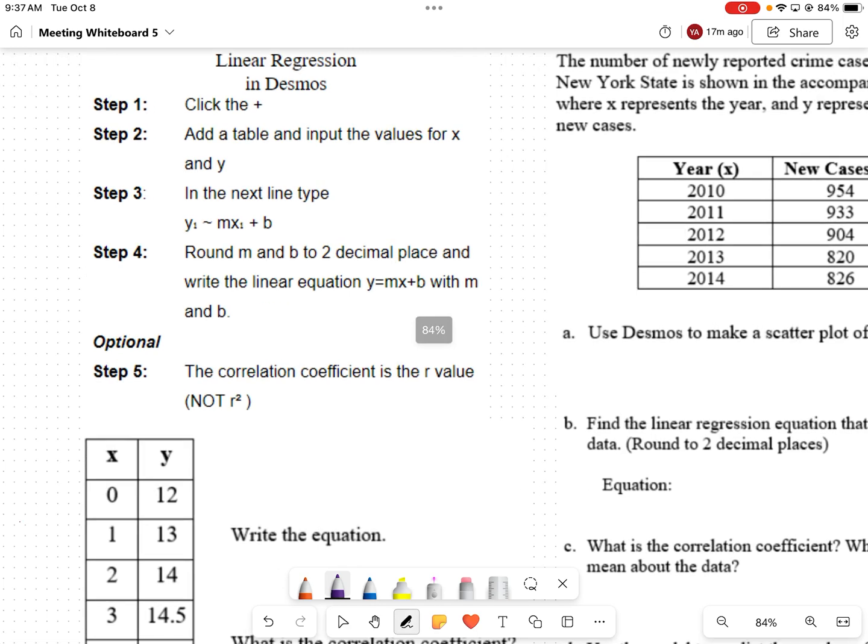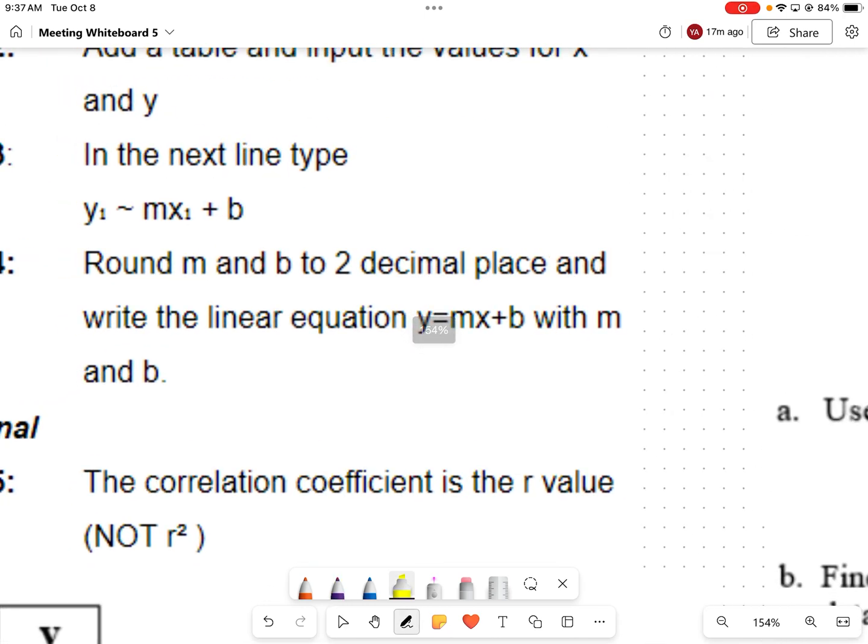Linear regression in Desmos. Step 1, click the plus button. Step 2, add a table, input the values for x and y. I'm just going through the steps and then we'll actually do it together. Step 3, in the next line, we're going to do y1, put a box around that, and then with the squiggly, y1 ~ mx1 + b.